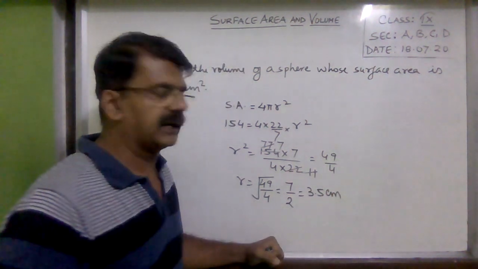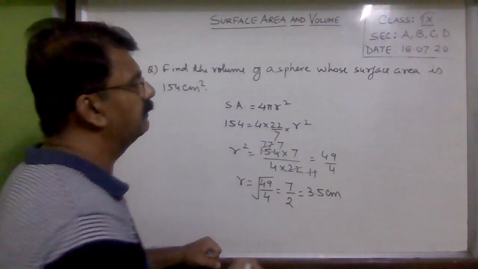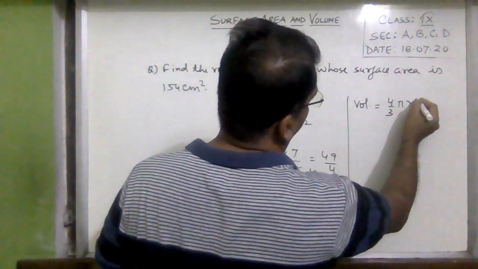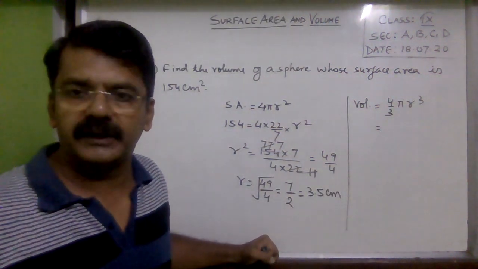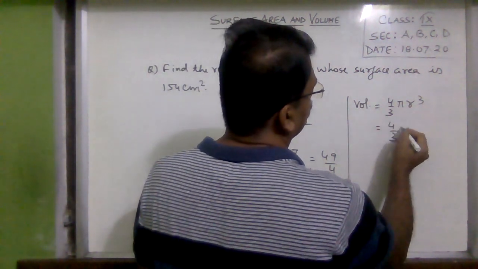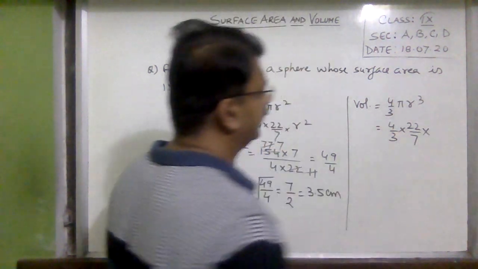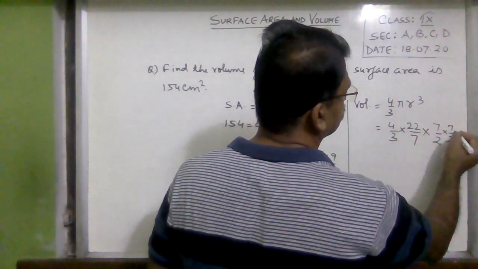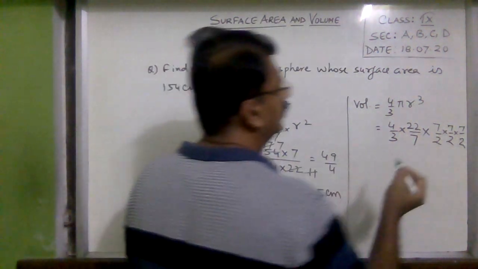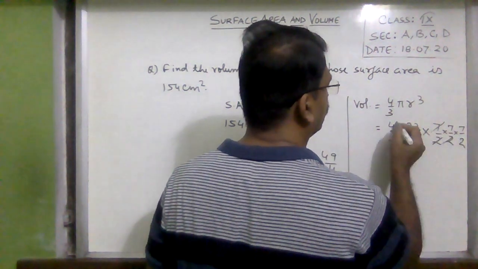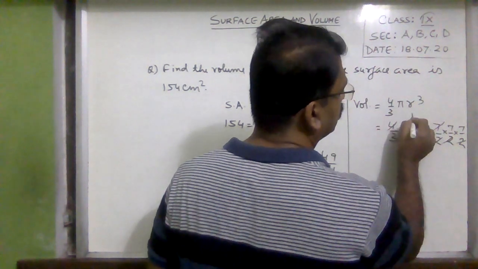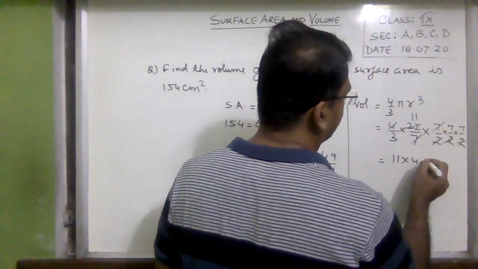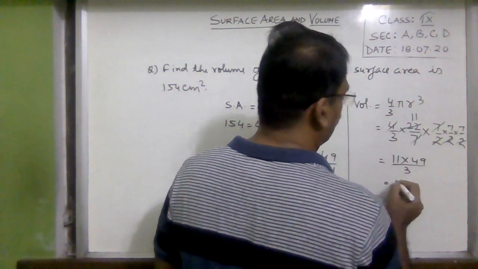So we have found the radius of the sphere as 3.5 centimeter, and now we have to find the volume. The volume of a sphere is 4 by 3 pi r cube. That is 4 by 3 into 22 by 7 into 7 upon 2 cube. So 1 7 we can cancel from here. 2 into 2 is 4, it is cancelled. When you cancel 22 by 2, it is 11. So 11 into 49 upon 3.